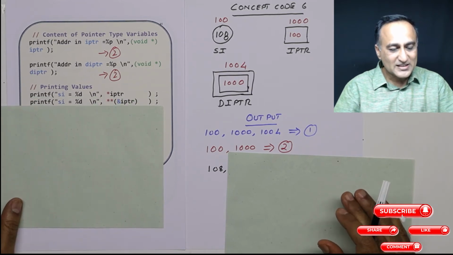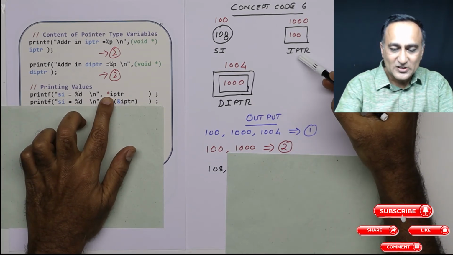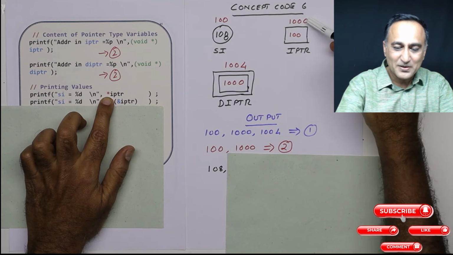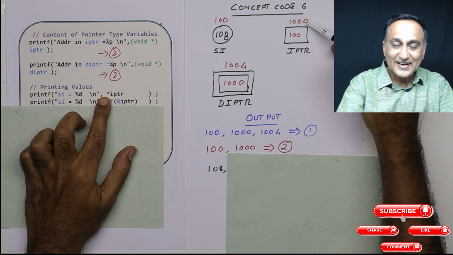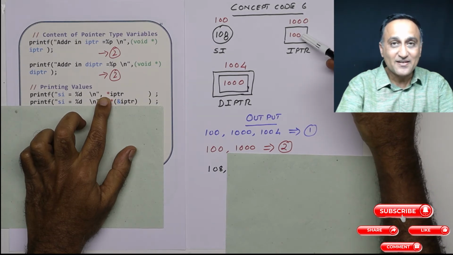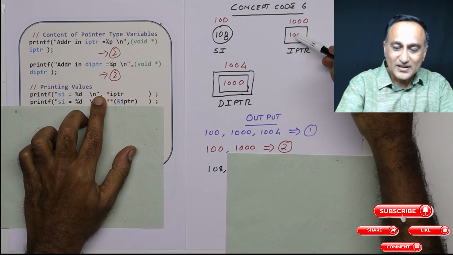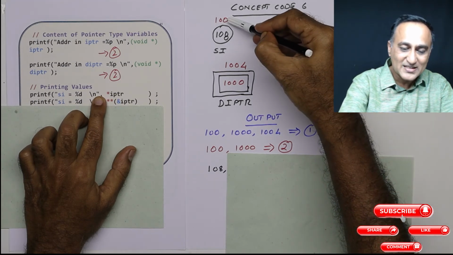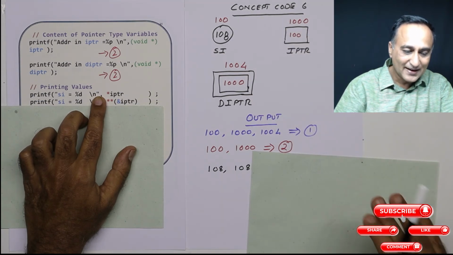Now let's come to the next step. Next, I am first trying to print address of iptr. What is address of iptr? It is 1000. The first star tells me what is the content or value at address 1000. It is 100. But this 100 is not actually a value. It is an address. So I take one more star. Now the second star tells me what is the content or value at address 100? It happens to be 108. So I am again going to print 108.